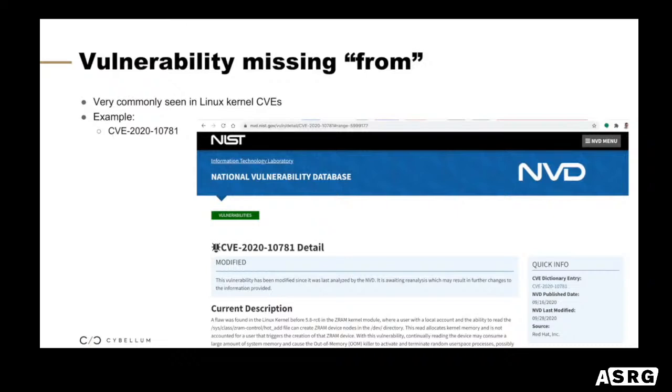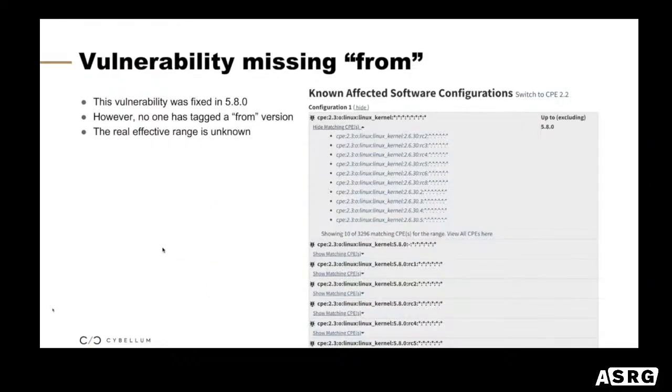For example, I'm taking a look at the Linux kernel CVE here, CVE-2020-10781, which is a Linux kernel CVE. You can see that it was found in a Linux kernel before 5.8 RC6, and it is in the kernel module called ZRAM. If I scroll down the page, I see that it is tagged as affecting any of the Linux kernel versions in the database, 3,000, 3,200 of those, up to excluding 5.8.0, in which the vulnerability was fixed because it was identified around that time frame where 5.8 was developed.